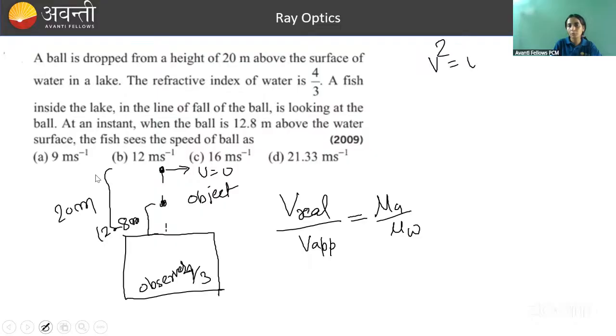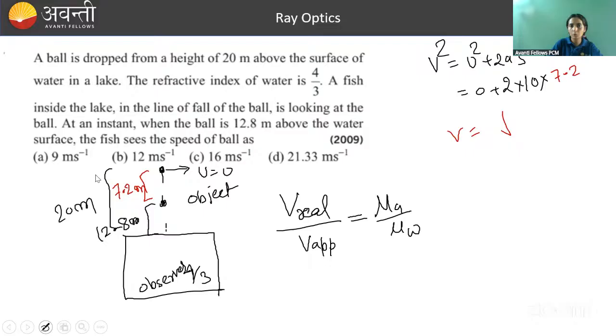V square equal to U square plus 2as, because U square is 0, 2 into g ka value. Displacement is in the downward direction, acceleration is in the downward direction. I'm taking downward direction as the positive. So 2 into displacement, how much it is getting displaced? 20 minus 12.8. If you're going to do this, how much will it come? Yes, 7.2 meter. Okay. So this you will write as 7.2.